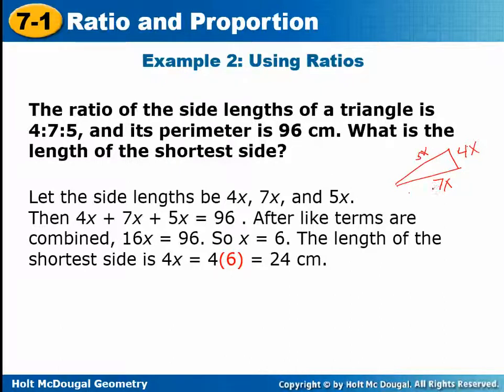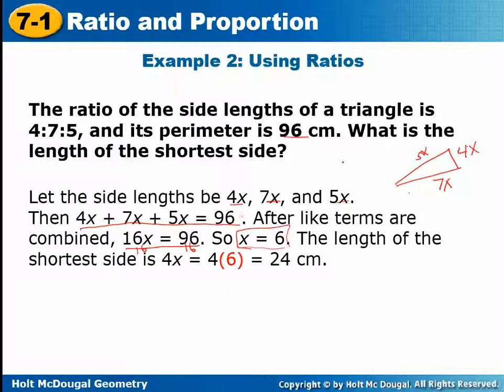So to find out, we're going to set this up. If the side lengths are 4x, 7x, and 5x, we can add those three together to equal our perimeter. So here's what they did there. You write an equation. So you combine 4x plus 7x plus 5x is 16x. So 16x equals 96. And then you divide both sides by 16. And x is equal to 6. Now we know what x is.